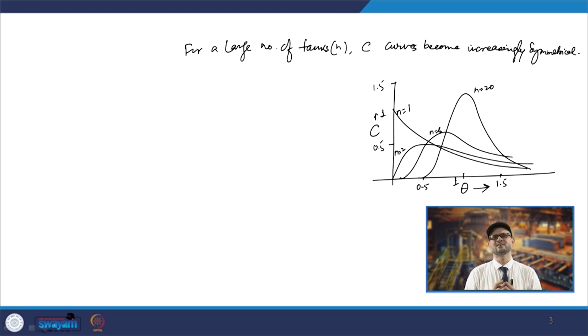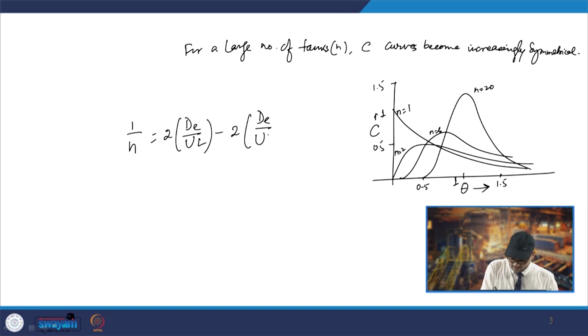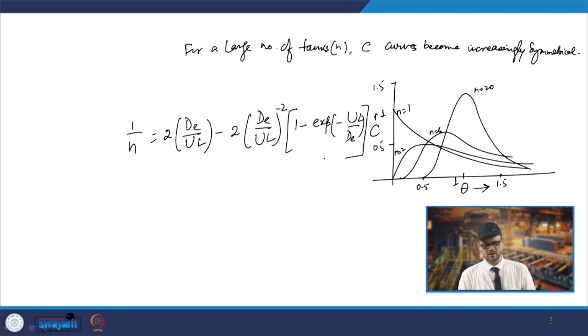Now, both these tanks in series models, as well as the dispersion models we have studied, where we have got the expression for C, depend upon the values, dispersion numbers and all that, D by UL. If you compare, both these models give rise to a similar type of curve, that is the C curve. And if you compare these two models, after comparison you will get 1 by n equal to 2 into D_E by UL, that is your vessel dispersion number, minus 2 into D_E by UL raised to the power 2, and then in brackets 1 minus exponential minus of UL by D_E. So, this is how it is for the closed vessel.